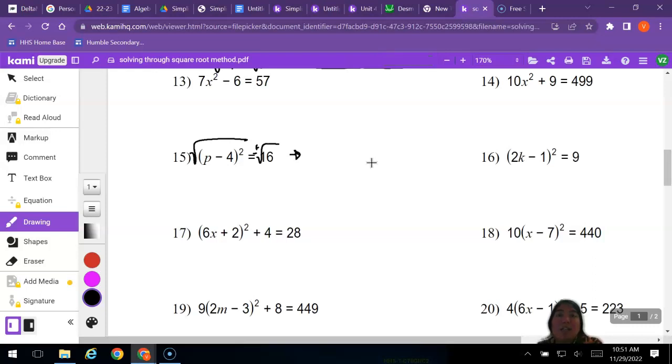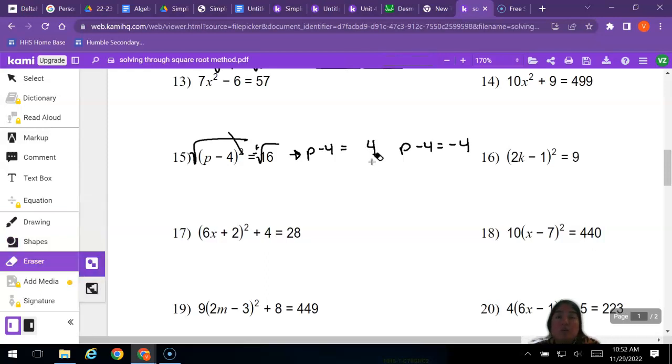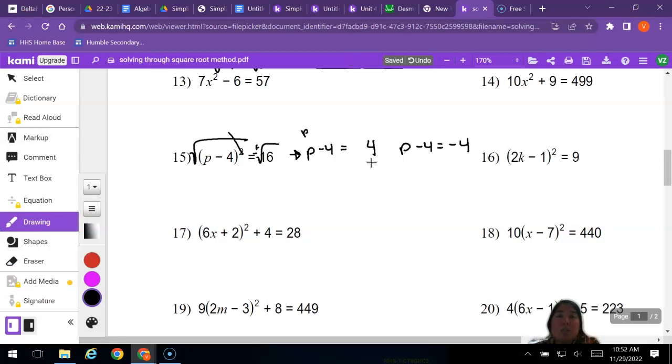So now what I get is, this cancels out. I get p minus 4 equals positive square root of 16. Well, the square root of 16 is 4, so it equals positive 4. I also get p minus 4 equals negative 4. So I got both. So you see that? This used to be p minus 4 equals positive square root of 16. P minus 4 equals a negative square root of 16. We know square root of 16 is 4. Keep the positive, keep the negative.